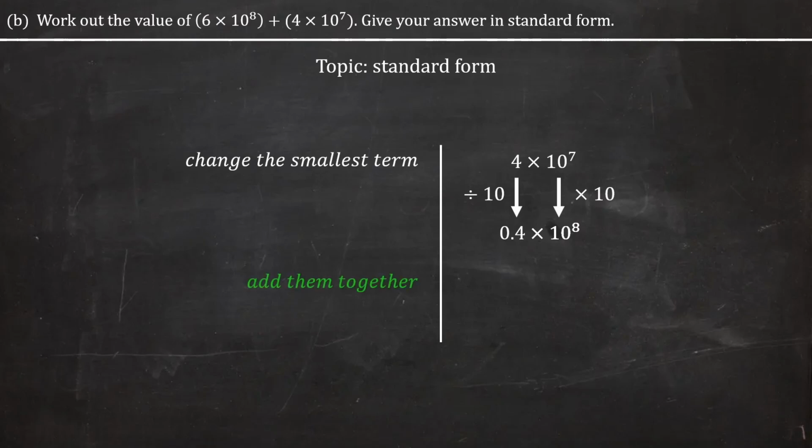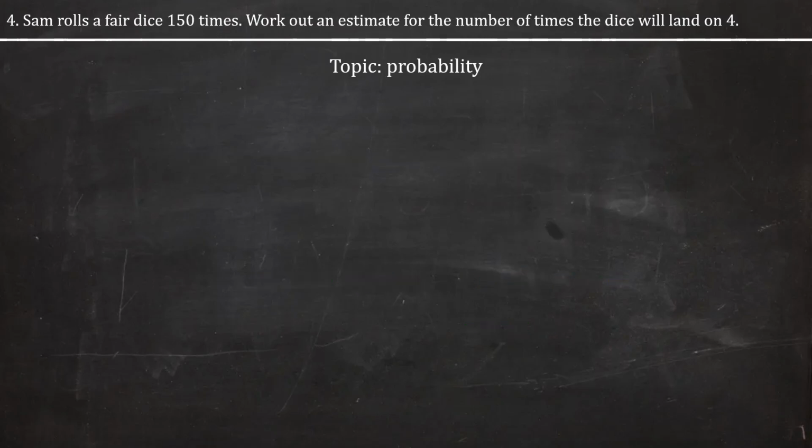Now that you have the same power of 10, you can add them together. So 6 times 10 to the 8 plus 0.4 times 10 to the 8 is going to be equal to 6.4 times 10 to the 8. Please remember that when you're adding, the power of 10 does not change.